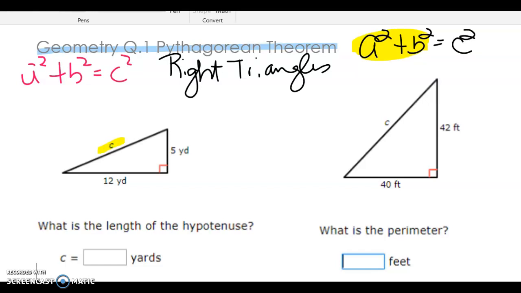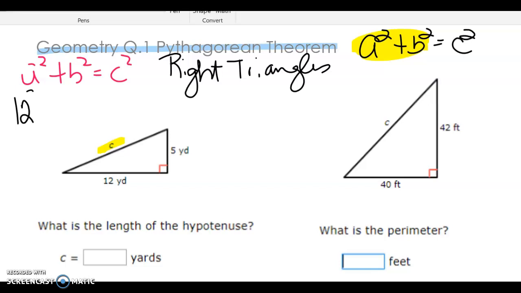Now, in Excel, they didn't label this c because it's a hypotenuse. They just picked a letter out of the alphabet and put it there. So be careful on that. But in this case, it is c anyway.